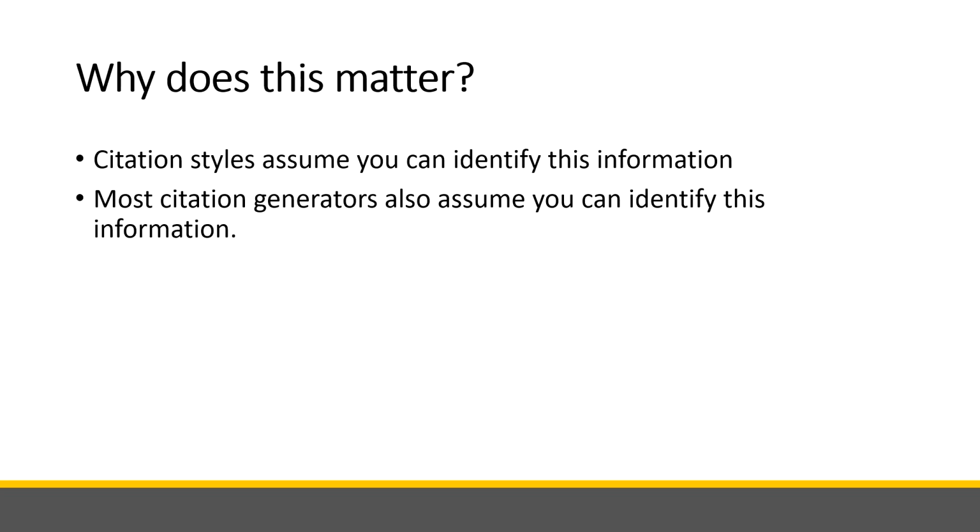So why does this matter to you? This is important because most citation styles assume you understand this. If you don't know the difference between an article, a journal, and a database, you won't be able to create a citation. Most citation generators also assume you can identify this information. If you can't, you won't be able to input the correct information or double check the results.